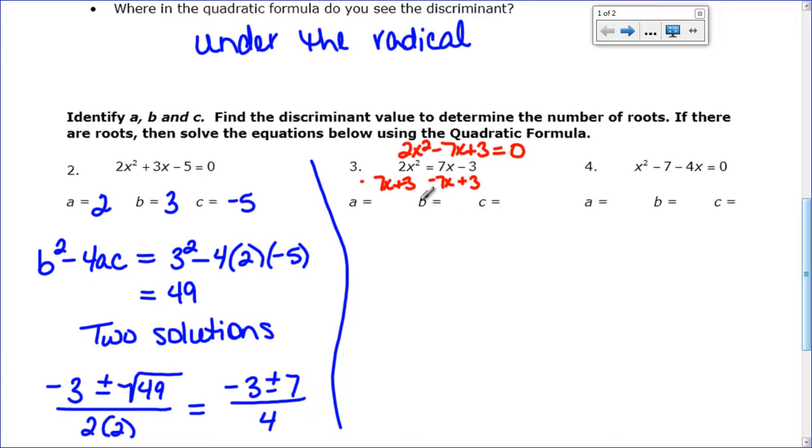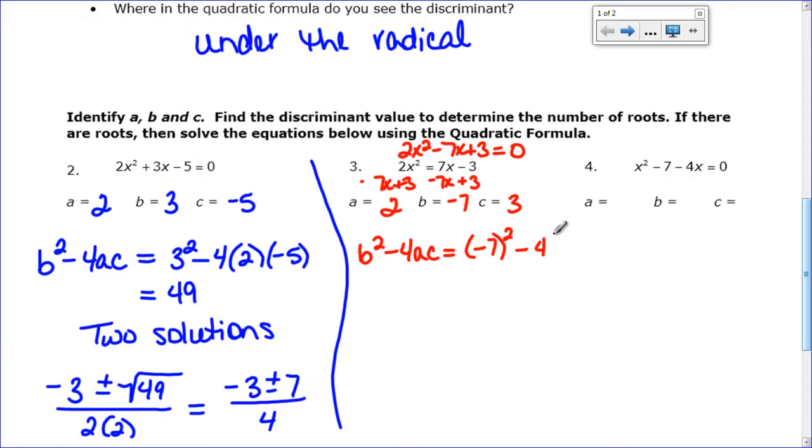And so there's my quadratic I'm going to use. According to that, a is 2, b is negative 7, and c is 3. So first steps, I'm going to do the discriminant. So I'm going to do b squared minus 4ac. And in this case, b is negative, so I'm going to have to do negative 7 squared. Make sure you put it in parentheses, especially if you're going to use your calculator. If you don't, you'll get the wrong answer.